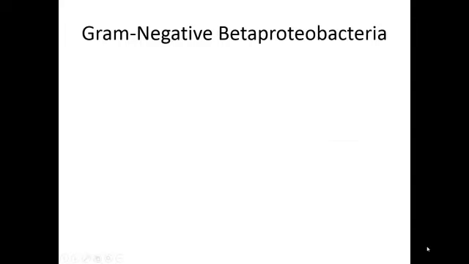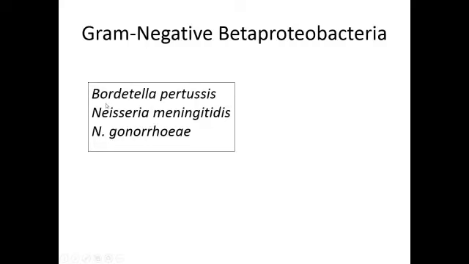To meet the objectives for this topic, we need to talk about 3 beneficial beta proteobacteria, and we need to talk about 3 non-beneficial beta proteobacteria. Just to change things up, let's talk about the pathogens first. So we have 2 genera, Bordetella and Neisseria. Bordetella pertussis is the causative agent of whooping cough, pertussis, which is still a serious childhood disease, but we have a good vaccine for it.